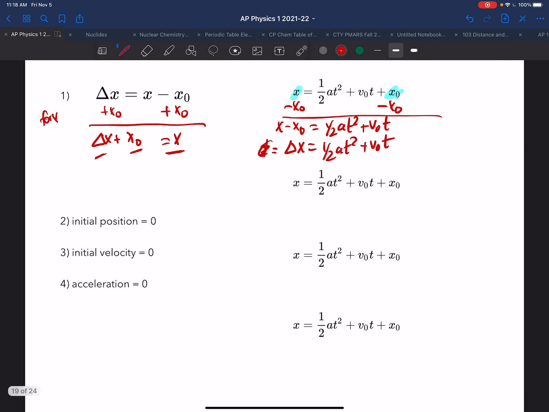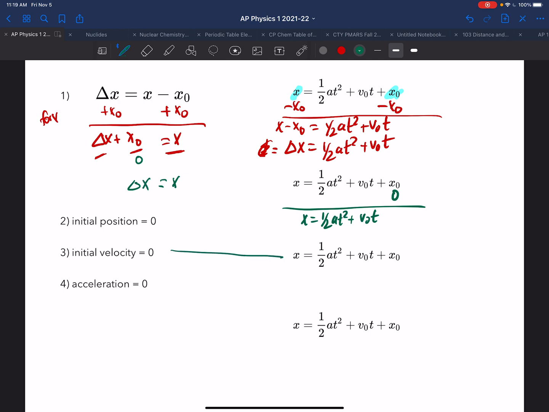The next insight we want to say is what happens when the initial position is 0? Well, when the initial position is 0, this equation becomes x equals 1/2 at squared plus v naught t. And in this case, when the initial position is 0, well then x0 becomes 0 and x equals delta x.